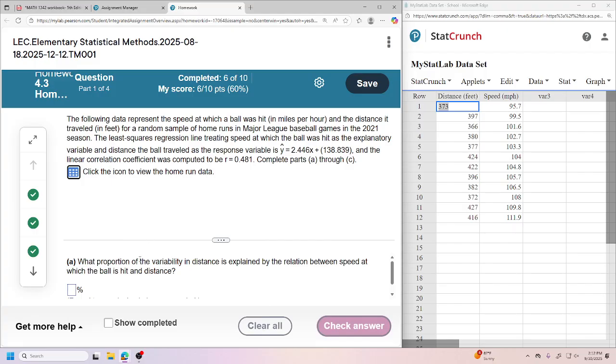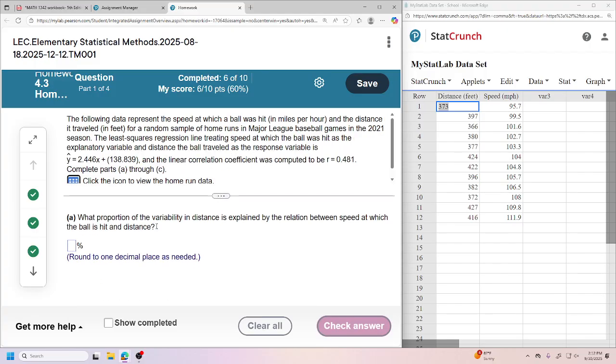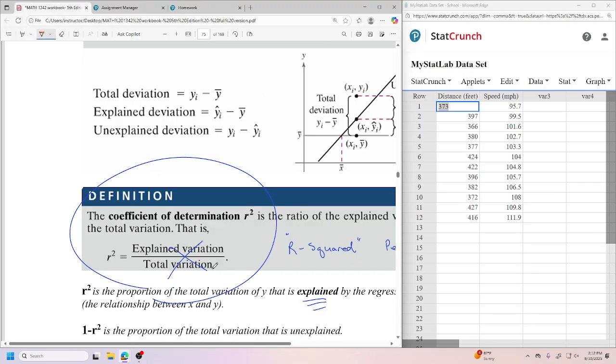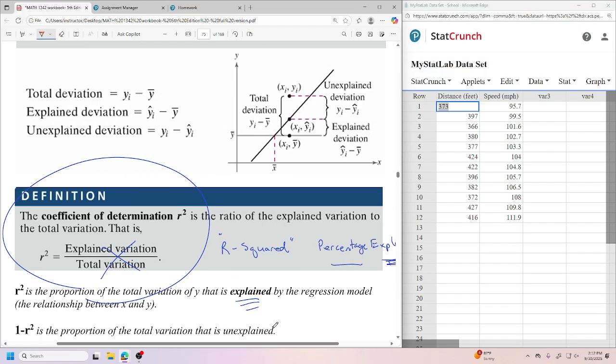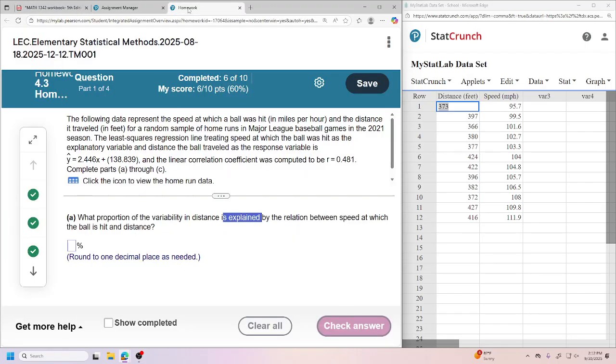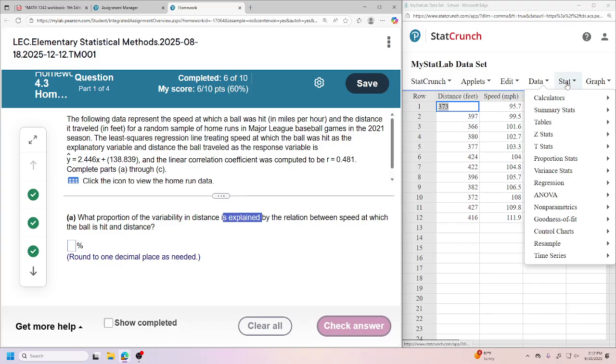So let's try this thing out. It says, what proportion, distance, blah, blah, blah, explained. Explained. Haven't I seen that a couple times? And I was making a point about it, right? Right here. It's r. Yeah, it's r. If you see the word explained, they're meaning this r squared. Exactly. Yes. That's what I was making a point about. Yes. Stat, regression, simple linear.